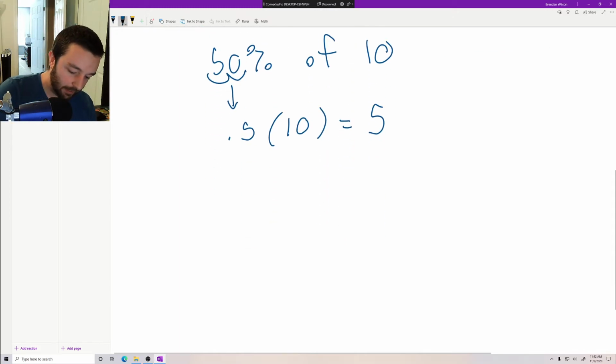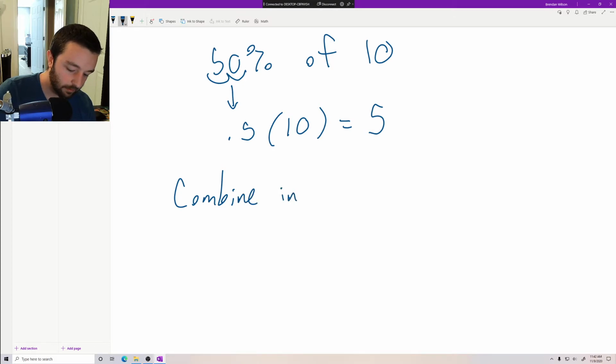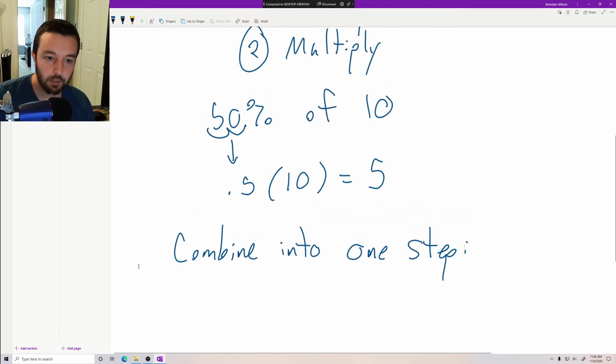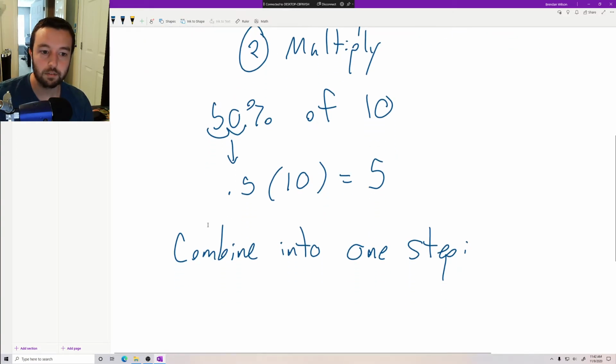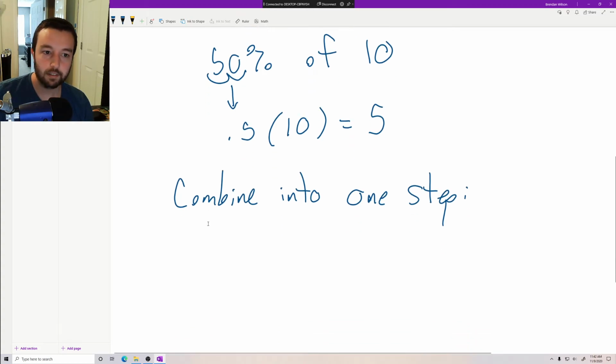Now we can combine it all into one step. Because really what we're doing here, when we convert 50% to a decimal, is dividing by 100, right? We talked about that. Moving the decimal to the left 2 times is the equivalent to dividing by 100.